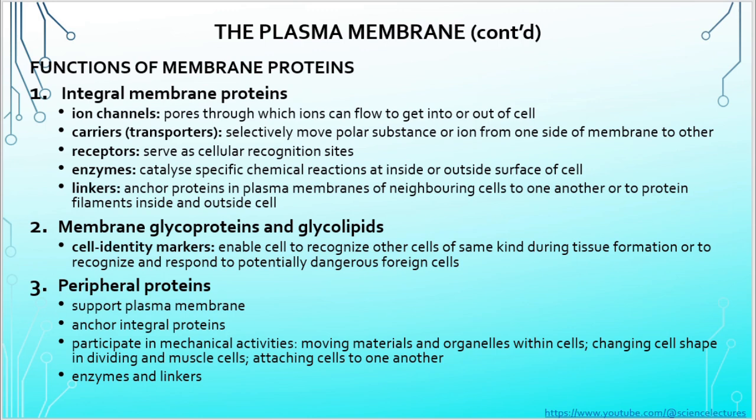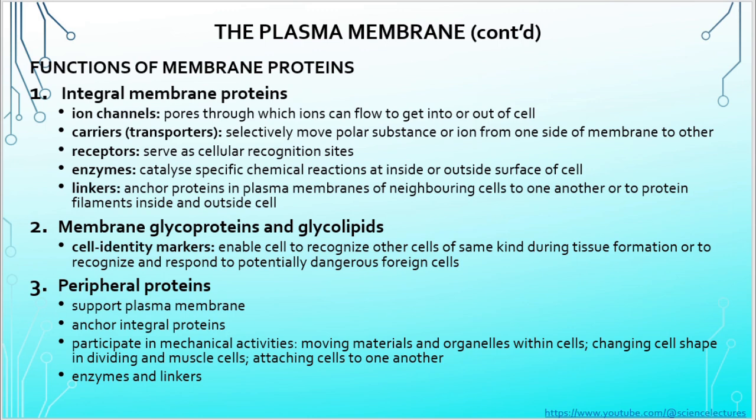Glycoprotein cell identity markers distinguish your cells from anyone else's. An important class of such markers are the major histocompatibility proteins, the MHC. That's outside the scope of this topic, but it's something you can read about.